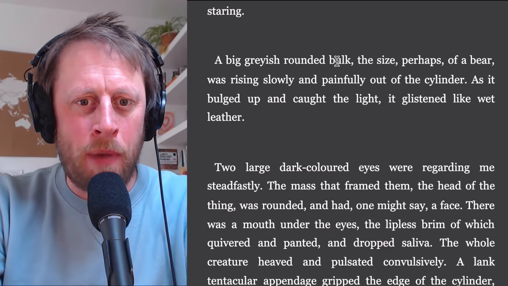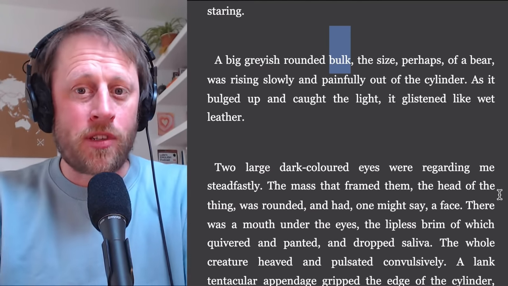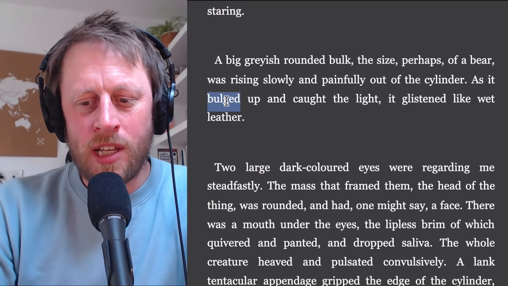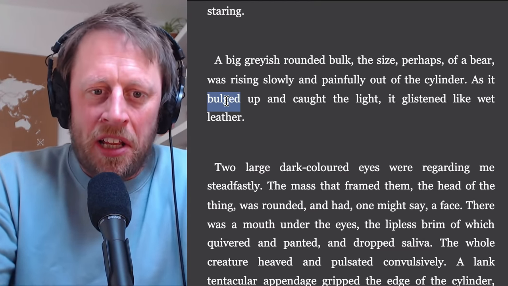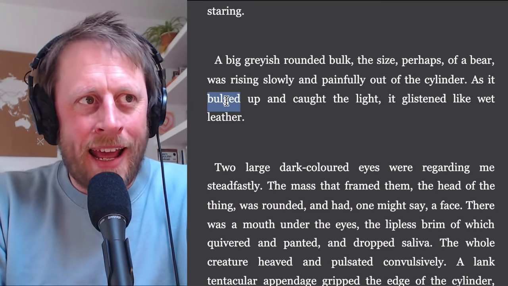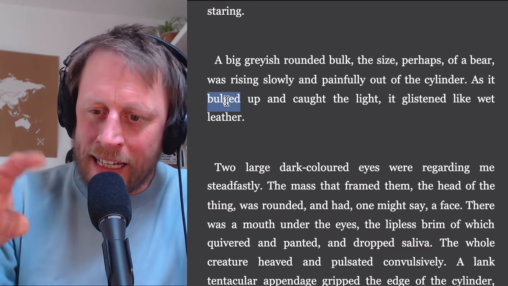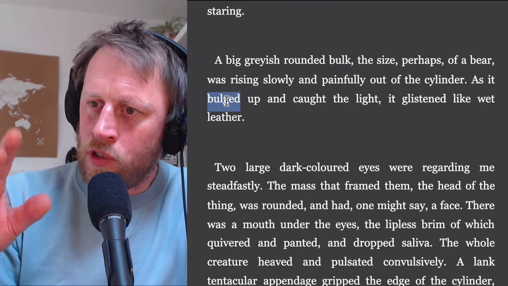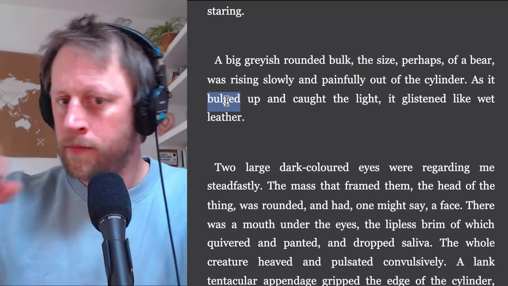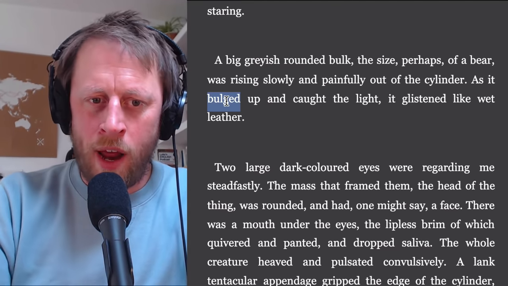A big greyish rounded bulk. A bulk is a sort of large, round, kind of heavy shape. The size, perhaps, of a bear was rising slowly and painfully out of the cylinder. As it bulged up, to bulge is to expand and swell, as it came up out of the cylinder and caught the light, it glistened like wet leather. So to glisten: if something is wet and the light catches it, it glistens. It's a bit like glitter. Sort of shines, shimmers. Like a wet road in the middle of the night, in the moonlight. In this case, this odd thing glistened like wet leather in the light.